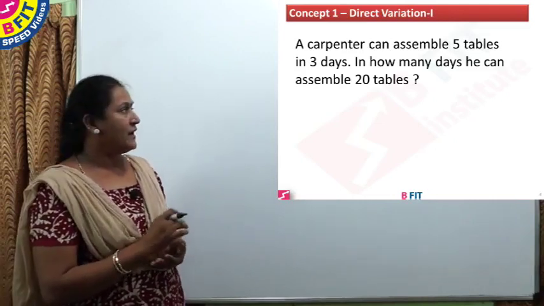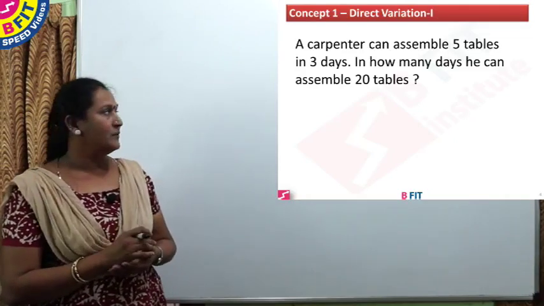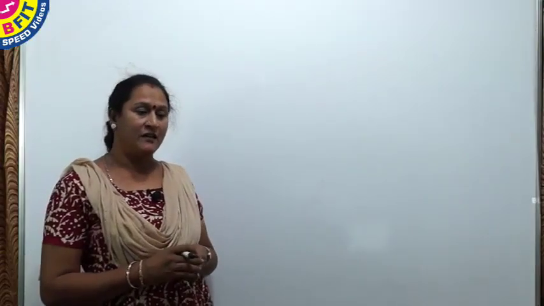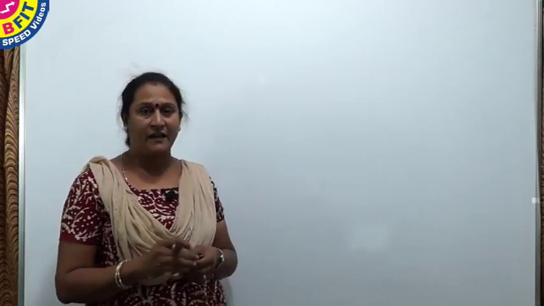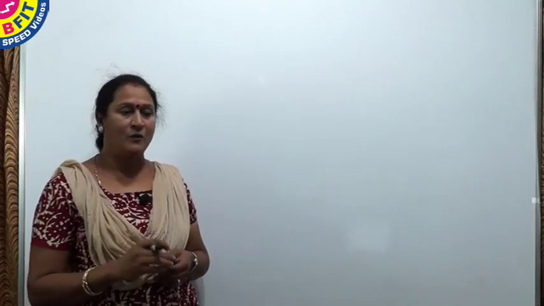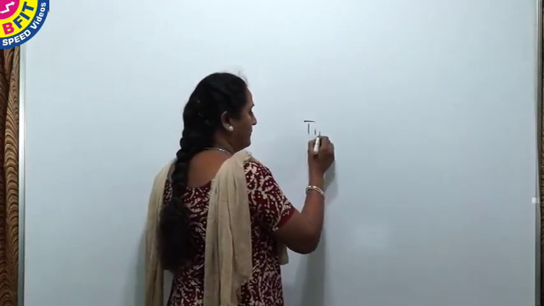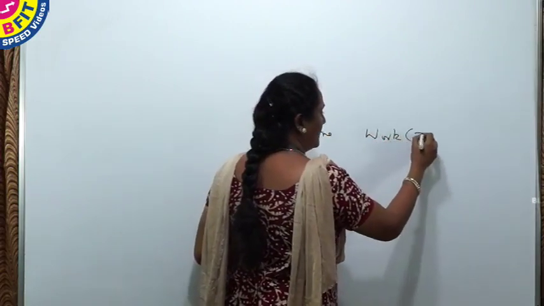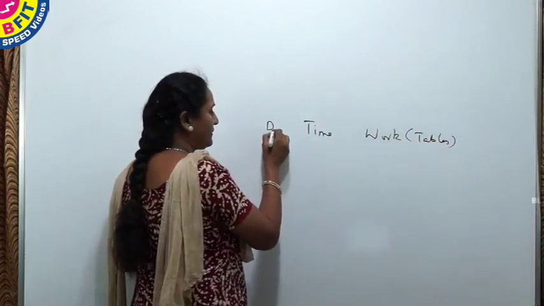A carpenter can assemble 5 tables in 3 days. In how many days can he assemble 20 tables? Let us see the working. In this question, you have 2 variables, time and work. The person takes 3 days to make 5 tables, and what will be the time taken by him to make 20 tables? So the variables are time and work. Work is making of tables, and time is given in days.